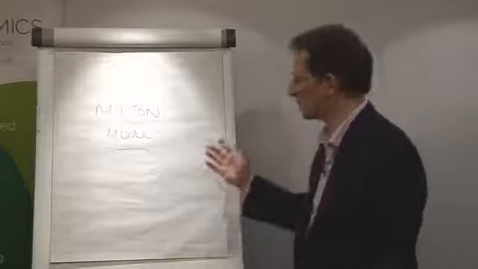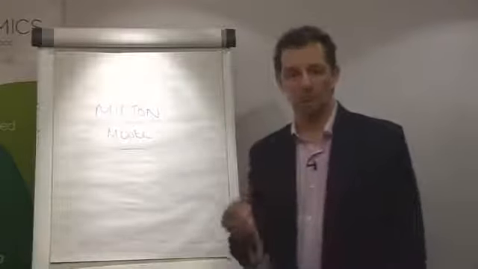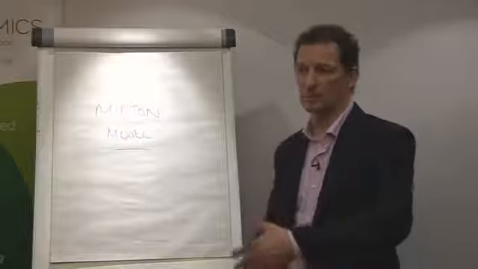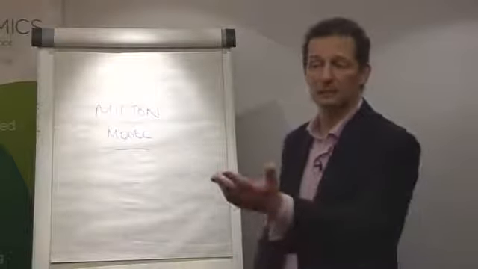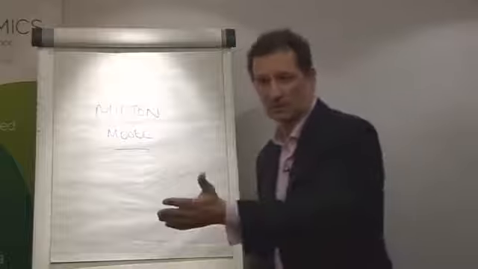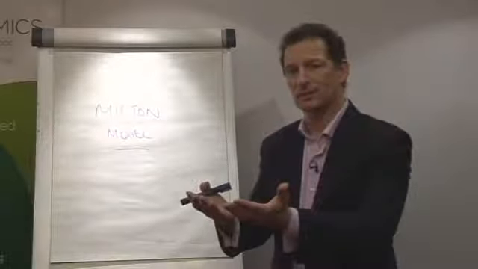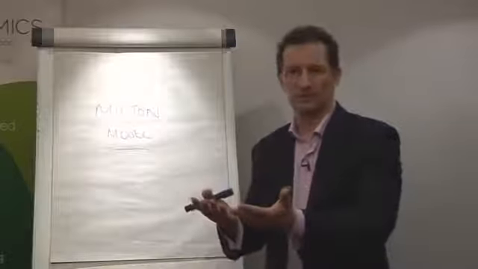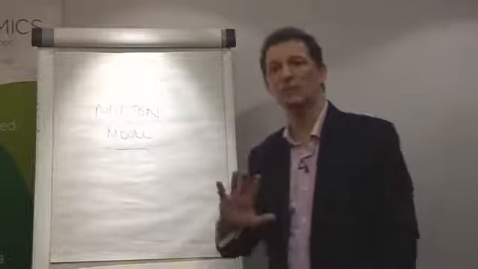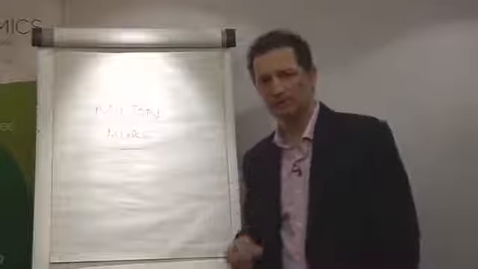Another example of the Milton model would be a conversational postulate, where you may say to somebody, could you turn down the air conditioning, please? Now the real answer to that question is yes or no. However, it is a command which is expressed in the form of a question. And again, it removes the possibility of rejection.